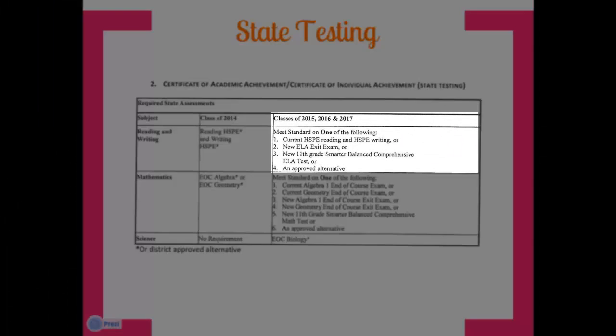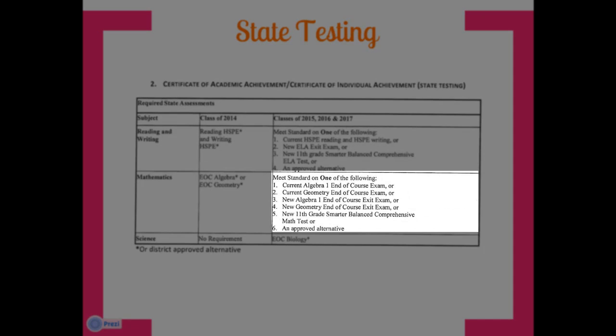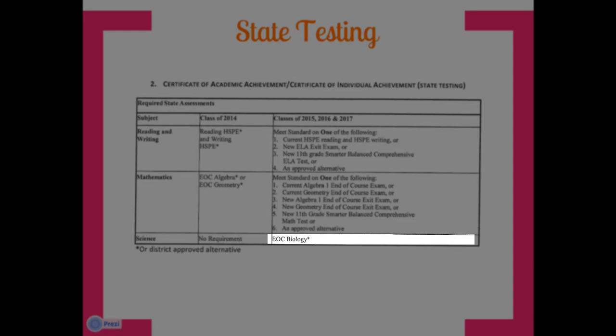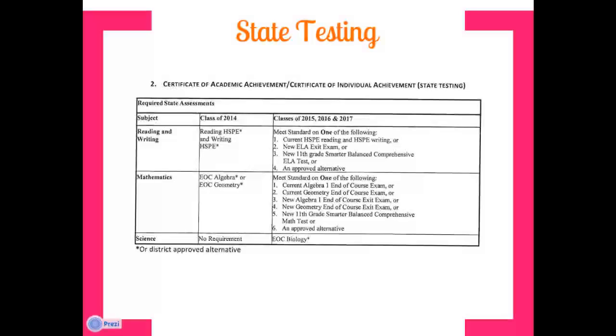For the class of 2017, students will need to meet standard on 1 of the listed reading and writing tests. Additionally, they will need to meet standard on 1 of the listed mathematics tests. All students will need to pass the end of course biology exam.